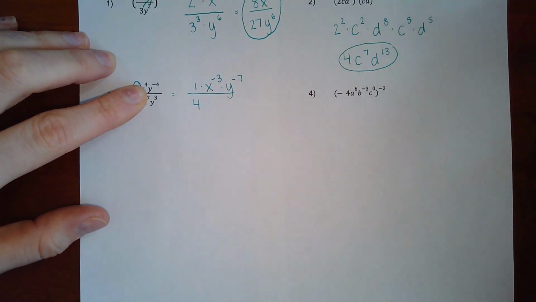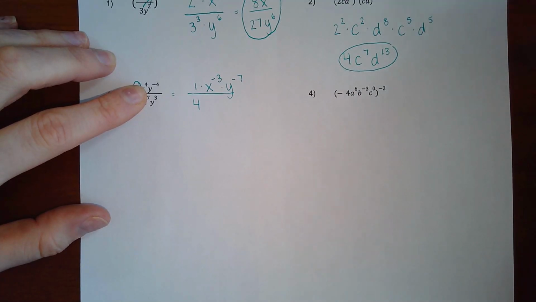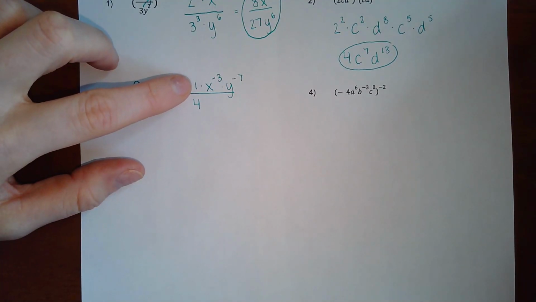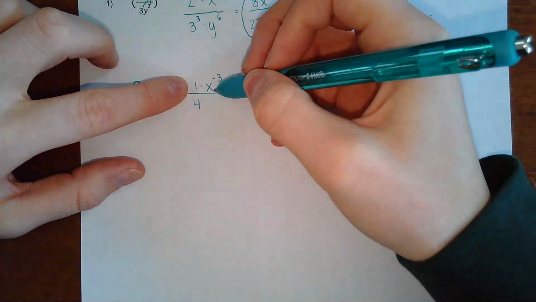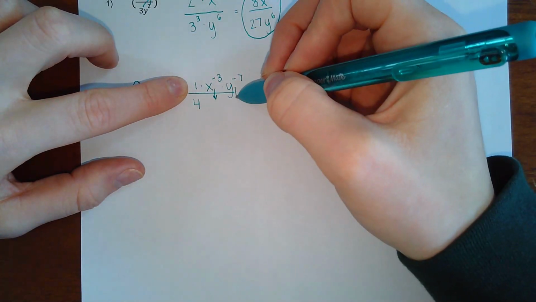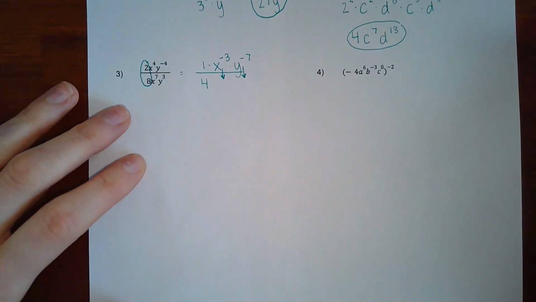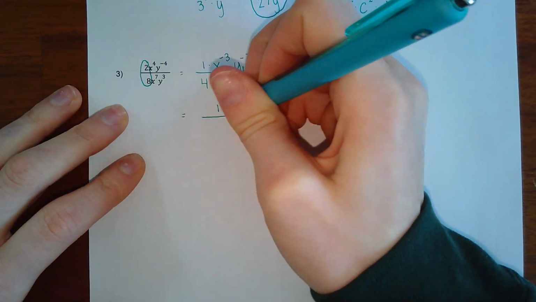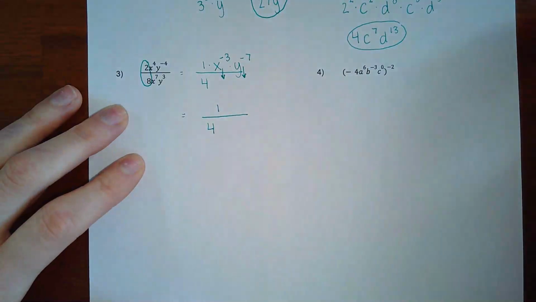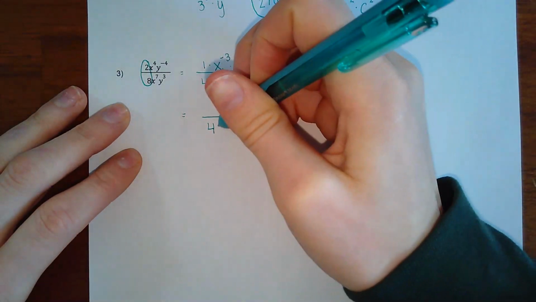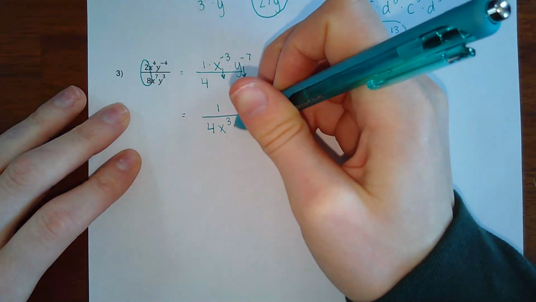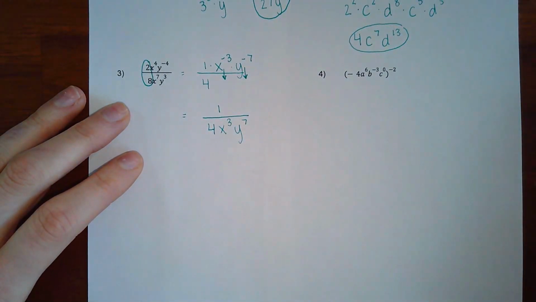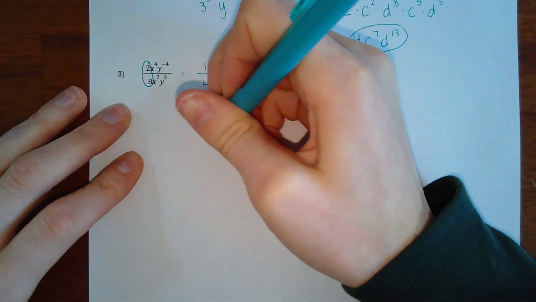However, we don't want any negative exponents in our answer, so we're going to move the negative bases to the denominator. 1 is not negative, so 1 is going to stay on top. The x will move and the y will move since both of those are negative. So in my answer, 1 will stay on top and 4 will stay on the bottom. We'll move the x and it will become positive 3. We'll move the y and it will become positive 7. That would be our answer.